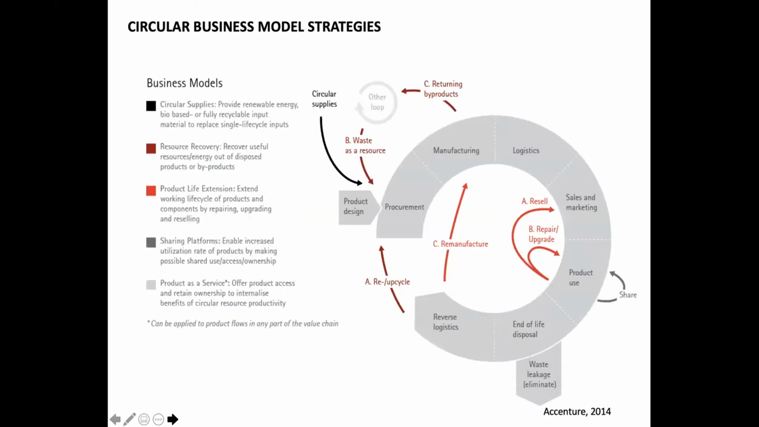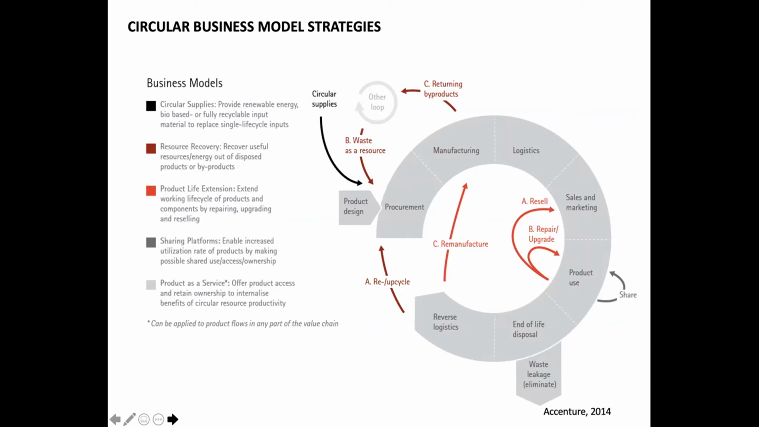And when we talk about circular business models, there are many different conceptualizations of business models. This is by Accenture from 2014, which I often use, which is quite clear. There are like 5 key circular-based business model strategies when it comes to circularity. First, circular supplies, the inputs we put in the products and the resources we use, sustainable or circular.